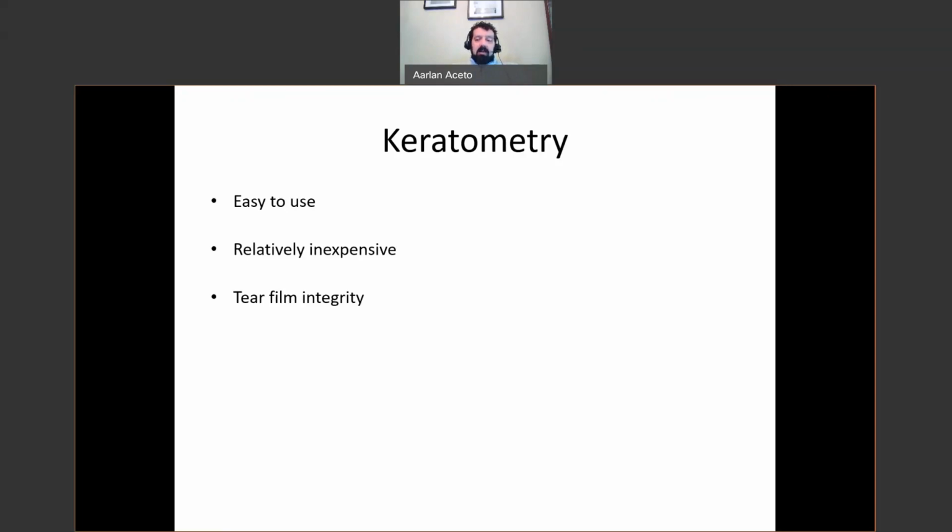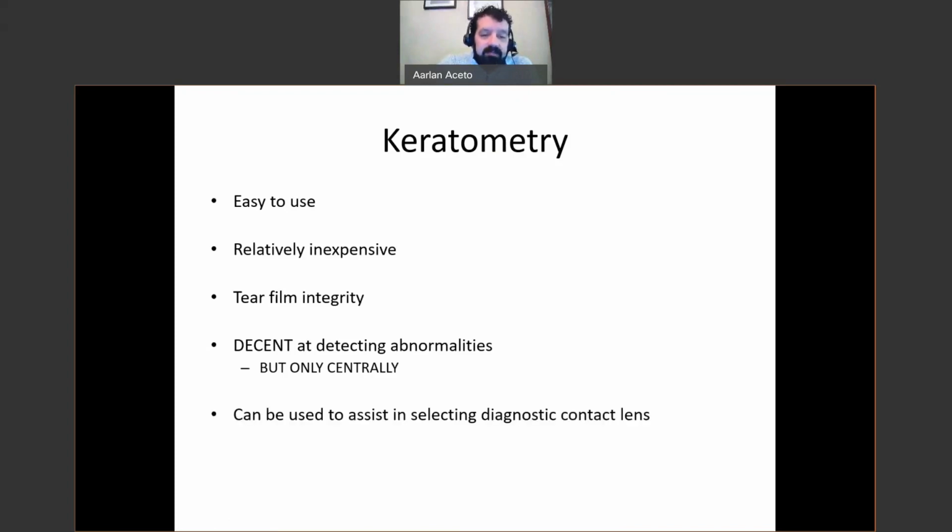If I'm trying to take a measurement and it looks good and 3 seconds later it falls apart, I know that that person's tear film is not in good shape. And even though I'm not getting a good measurement, it helps me look at the quality of the ocular surface as well as the shape. It's okay at detecting abnormalities. I can't sometimes determine what they are, but I can see when they're there. But especially if they're central. If you have some abnormality or scar that's off to the periphery, I may not see it as well.